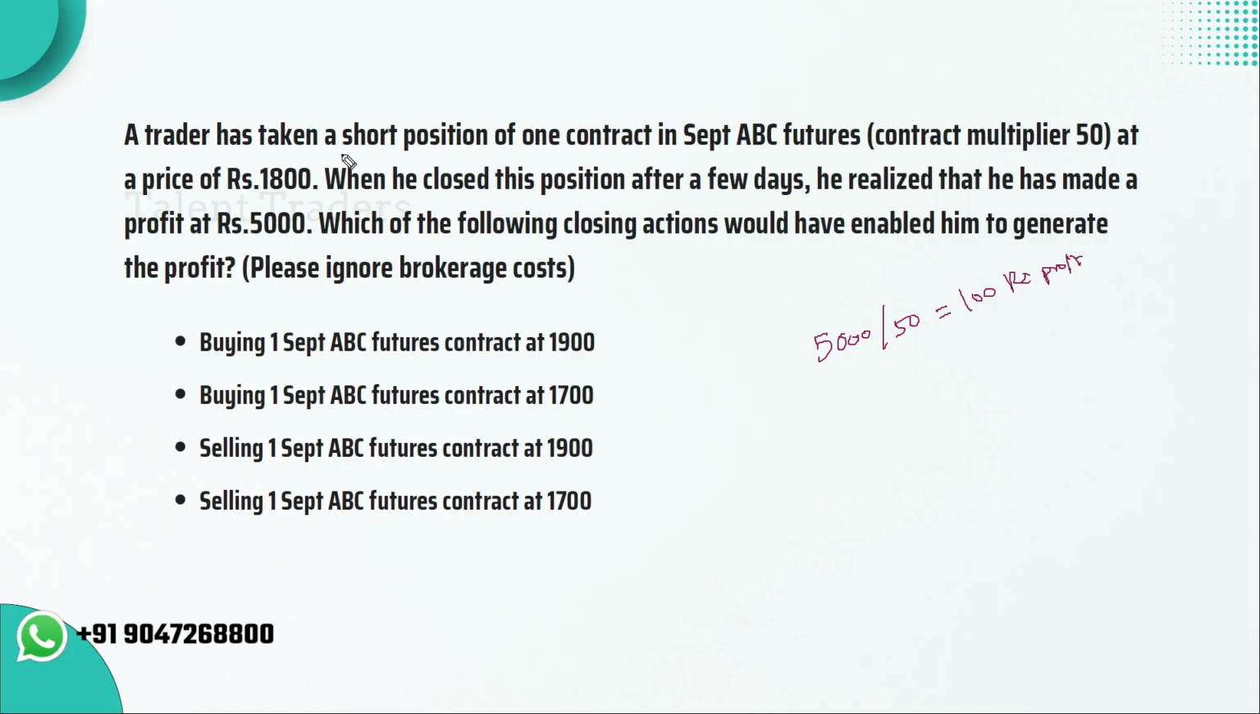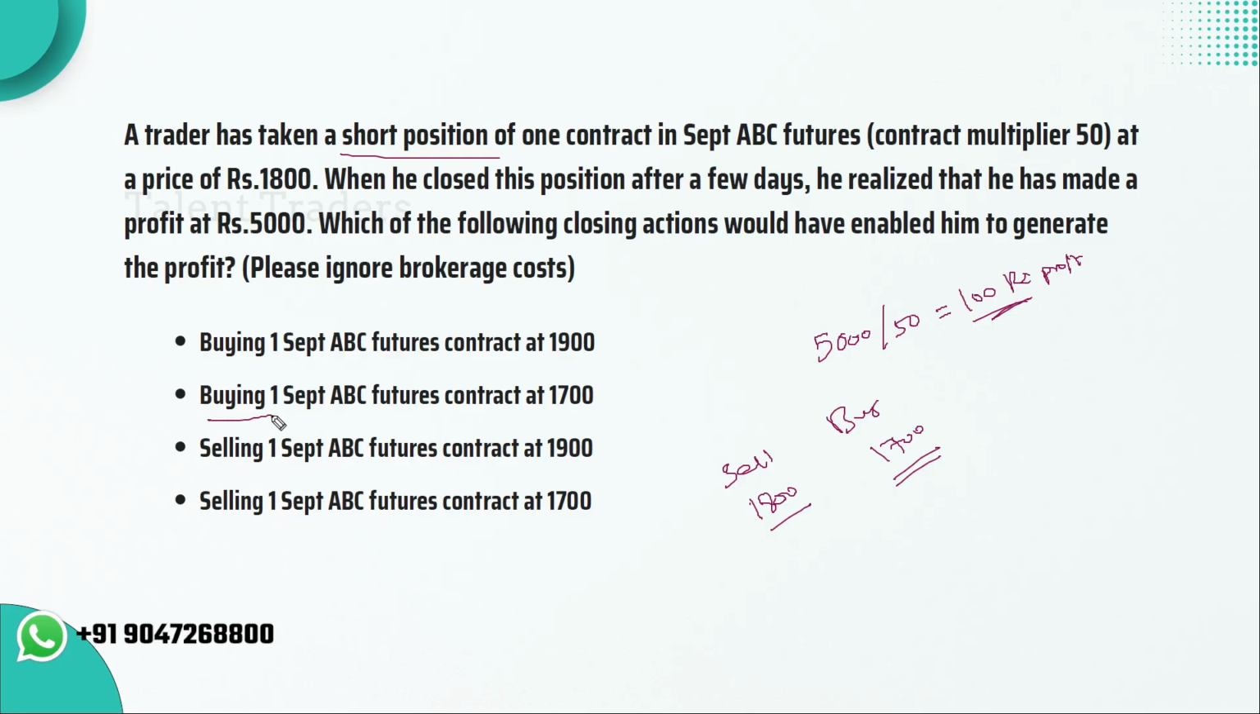Initially it was a short position. With a short position, it is profitable after the price gets lower. So he took a short position, then wants to close the position with the opposite transaction, which is a buy. He already sold at 1800. Now he wants to close the position by buying. We already found that 100 rupees is the profit, so from this point the price has gotten lower by 100 rupees. So 1700 is the closing price.